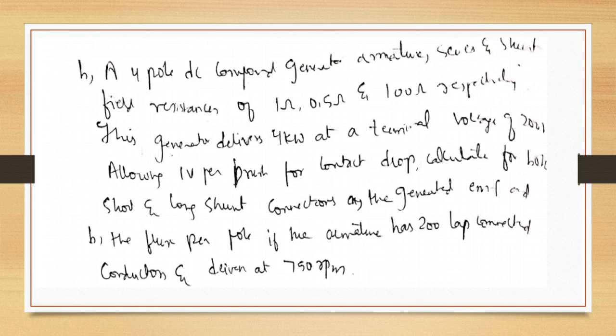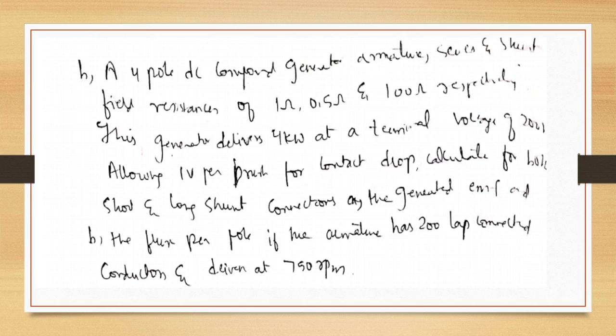So what is the question or numerical here? A 4-pole DC compound generator having armature, series and shunt field resistances of 1 ohm, 0.5 ohms and 100 ohms respectively. This generator delivers 4 kilowatt at a terminal voltage of 200 volts, allowing 1 volt per brush for contact drop.